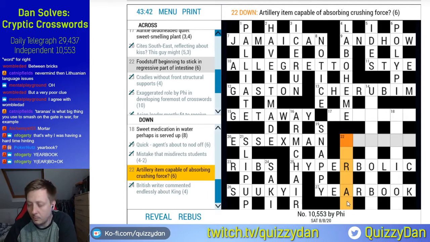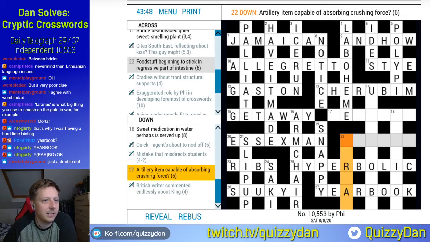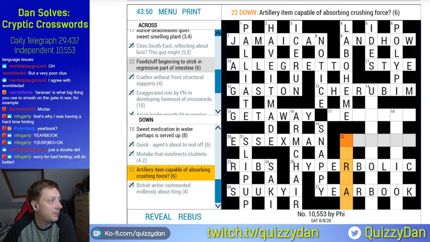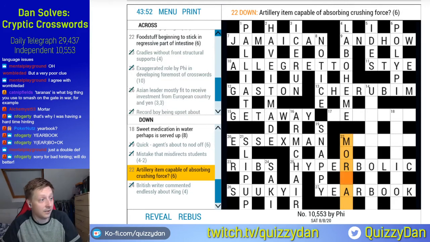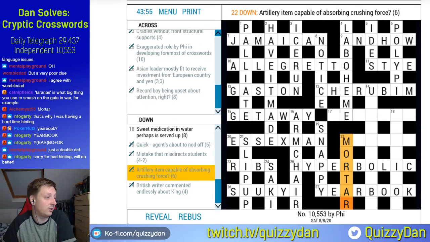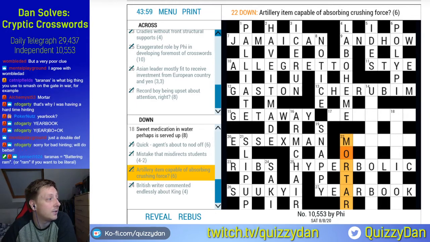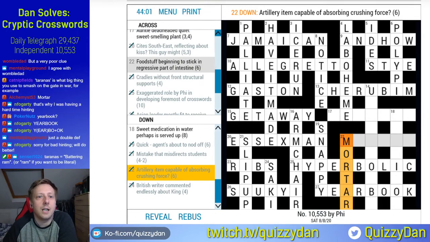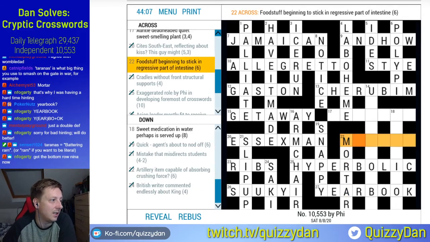Which unfortunately will remove the word pirate potentially from the bottom. But why mortar? That is an artillery item. And capable of absorbing. Oh, that is the other half, not a definition of mortar. I think I wanted a slightly bigger hit for a bigger hint there, Fogarty. Your hints are generally good, but we're at roughly 45 minutes, so I want to try and get this in now.